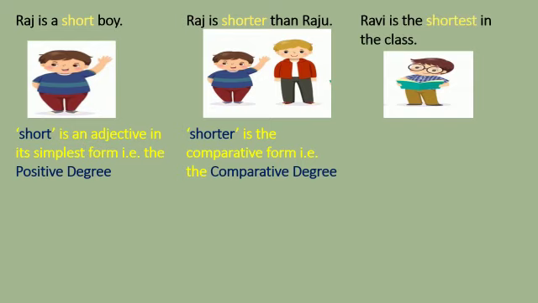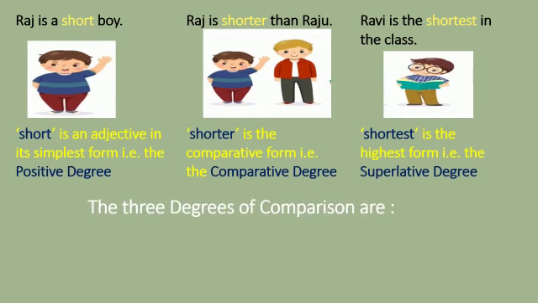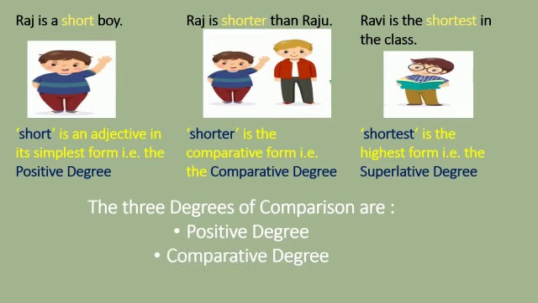Ravi is the shortest in the class. Shortest is the highest form, that is, the superlative degree. The three degrees of comparison are positive degree, comparative degree, superlative degree.